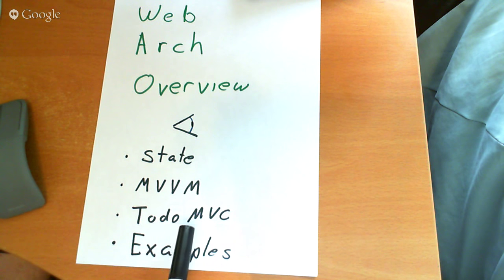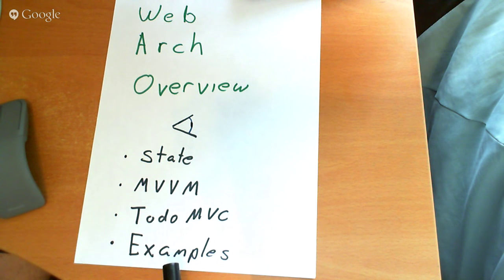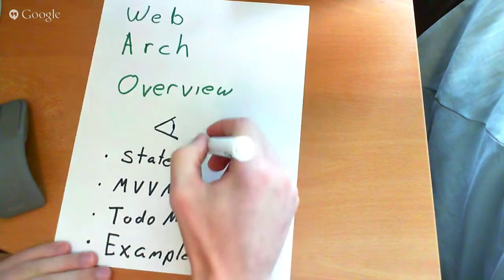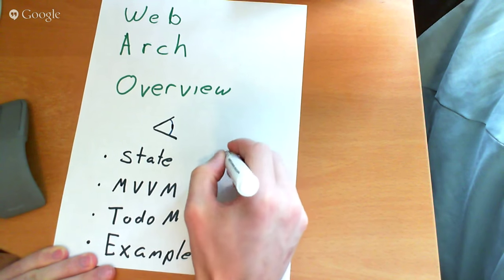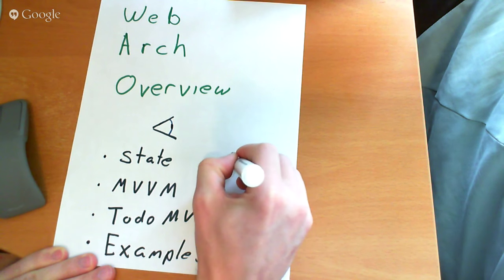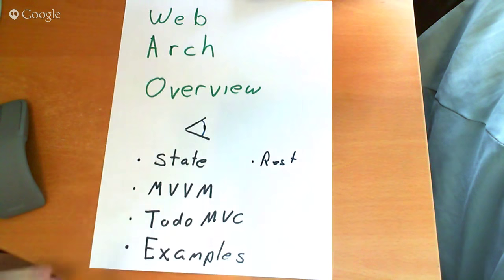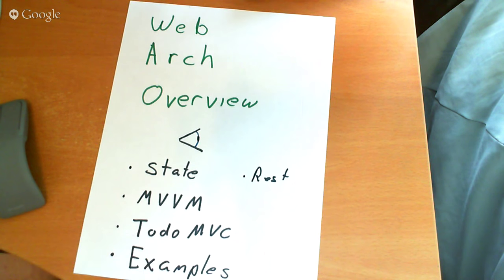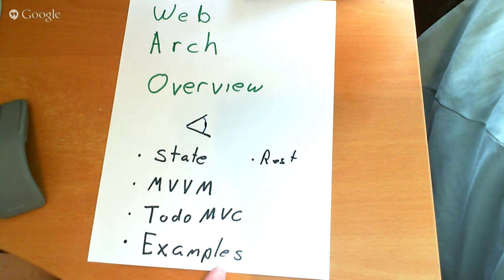The first thing I'm going to do is show how this works in TodoMVC. I also want to add a little bit of talk about RESTful architecture, about RESTful services and how we design them. And then go through examples.